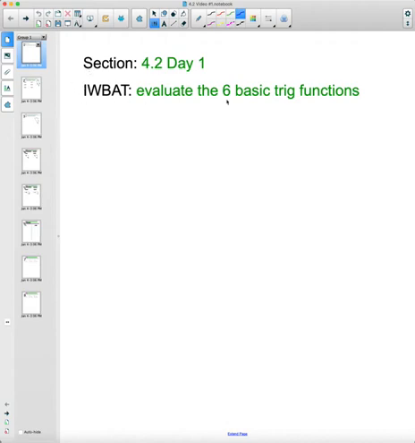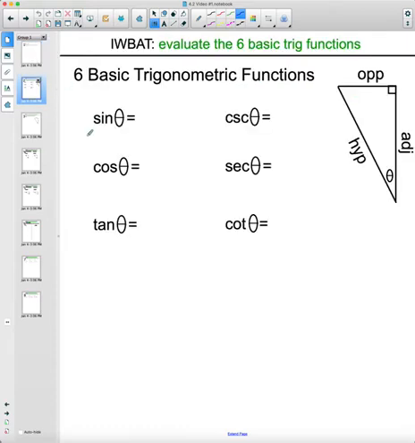In this video, we are going to look at evaluating the 6 basic trig functions. You likely know about sine, cosine, and tangent from geometry. Maybe you were exposed to the others in Algebra 2 as well. If you weren't, I'm going to talk about them. So here are the 6 basic trig functions.